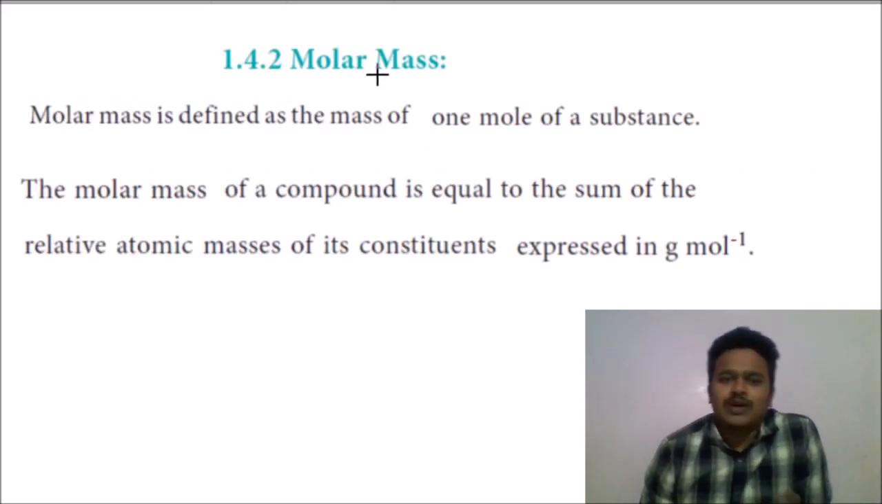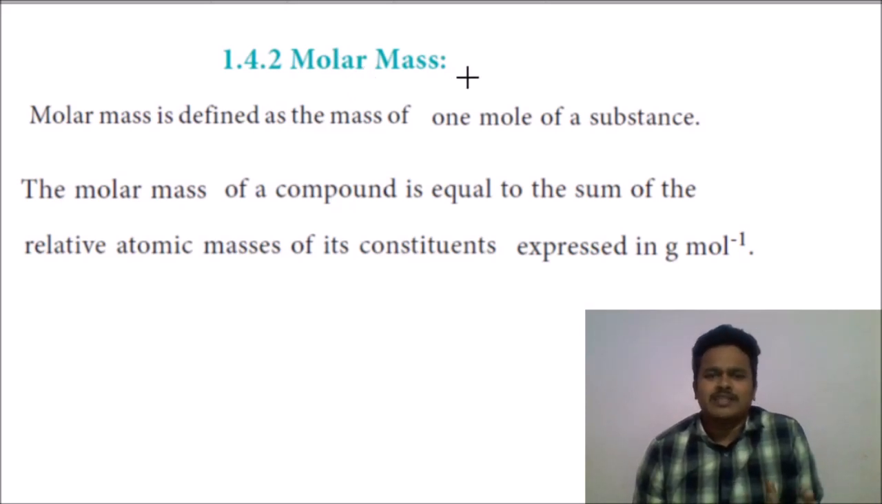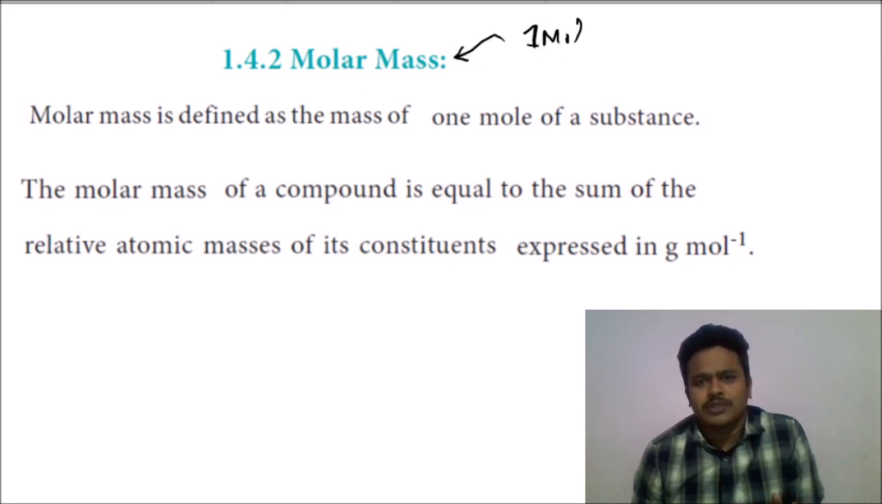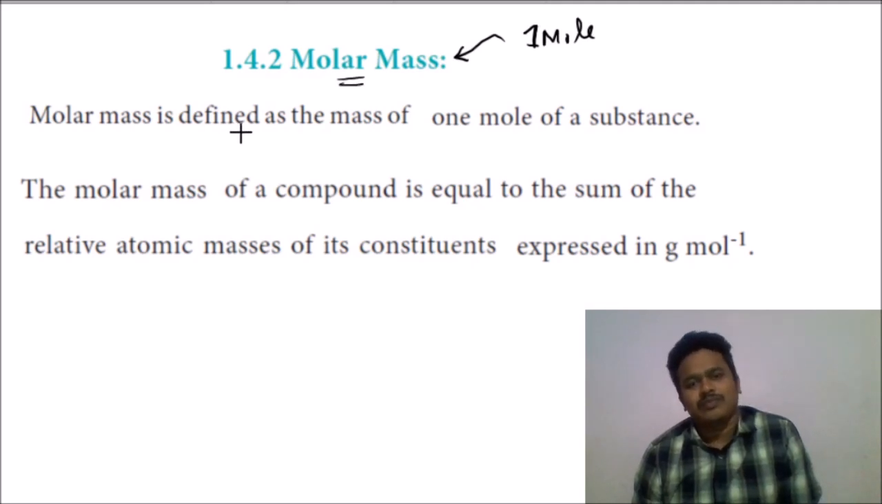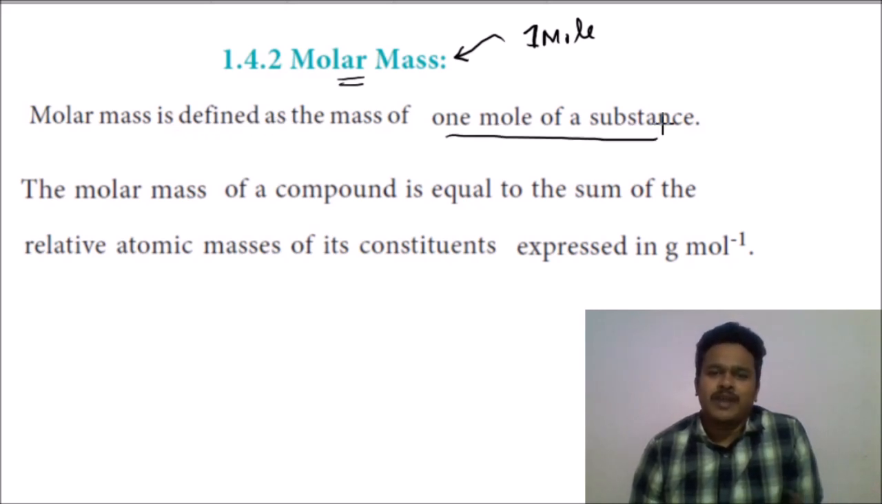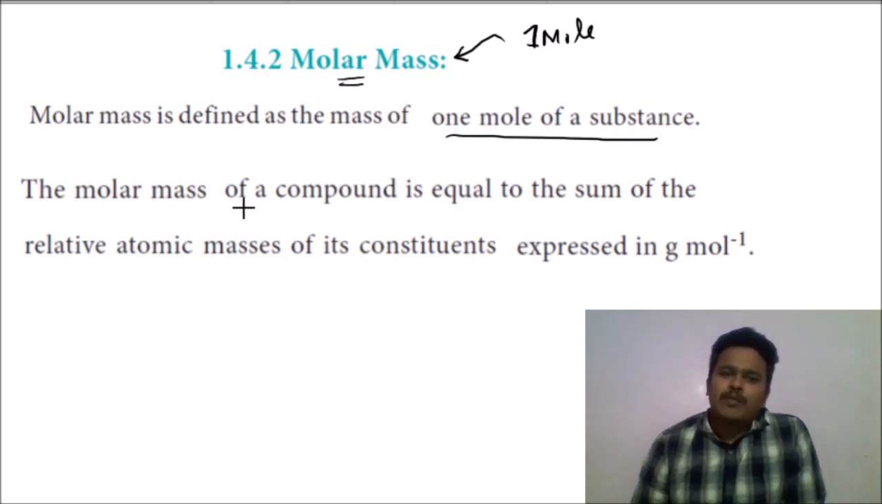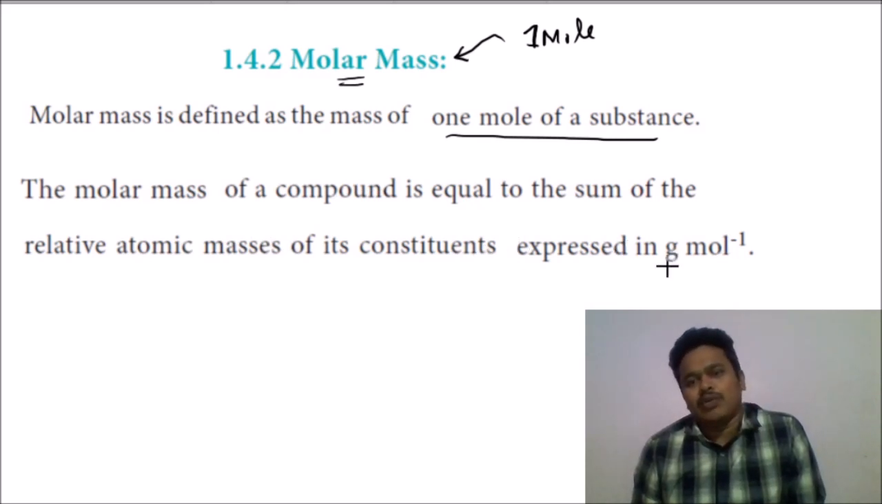Then molar mass. What is this molar mass? Simply for understanding, molar mass means you take 1 mole of a substance. Whatever 1 mole you are taking, this 1 mole contains some mass, and that mass is called the molar mass. Molar mass is defined as the mass of 1 mole of a substance. The molar mass of a compound equals the sum of the relative atomic masses of its constituents, expressed in gram per mole.